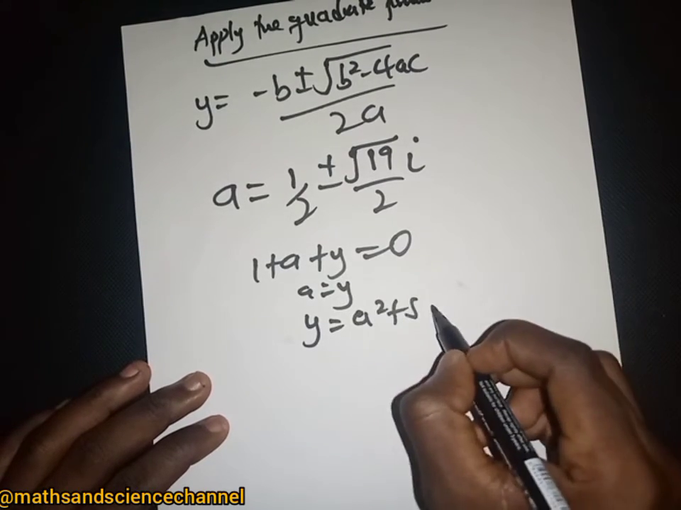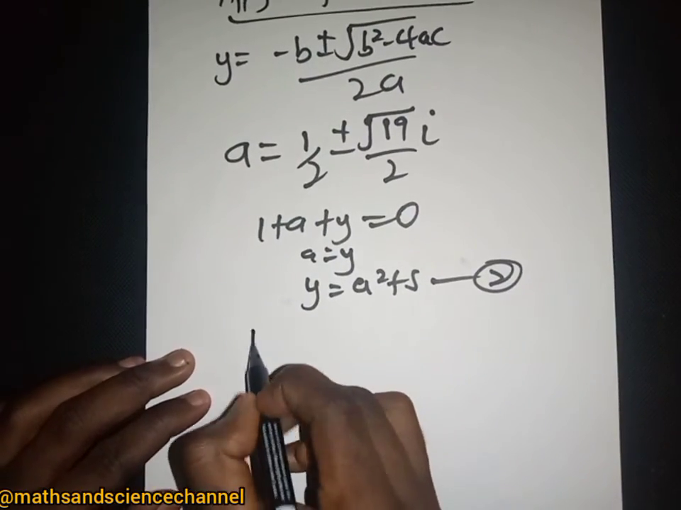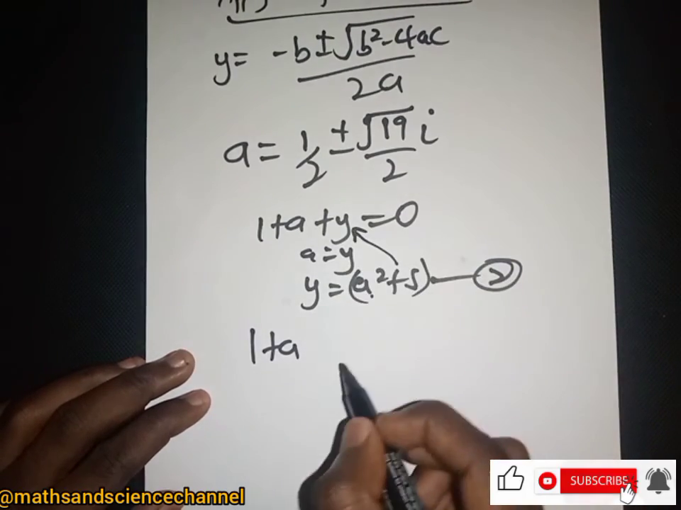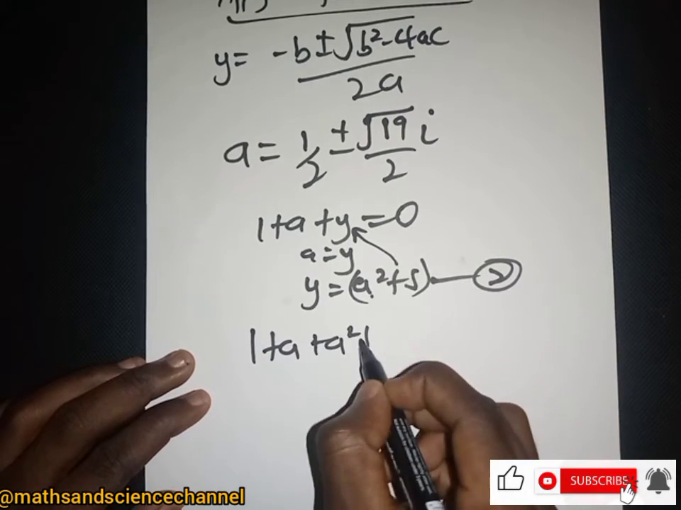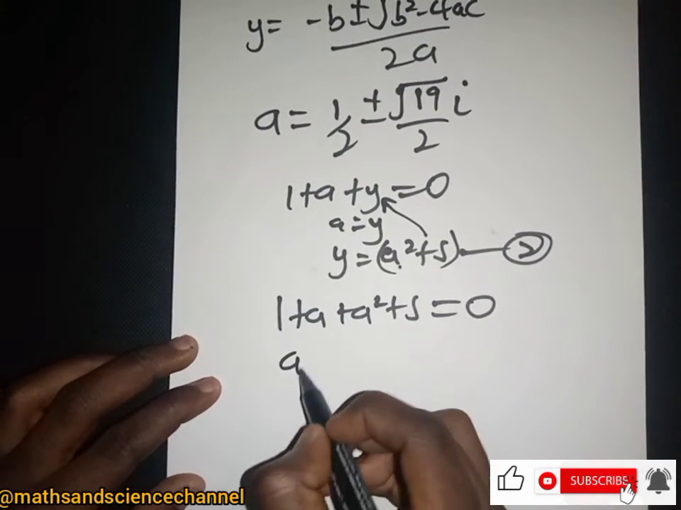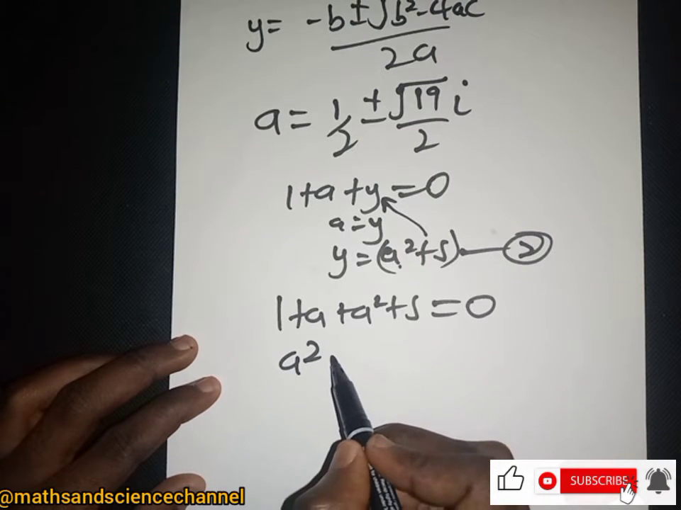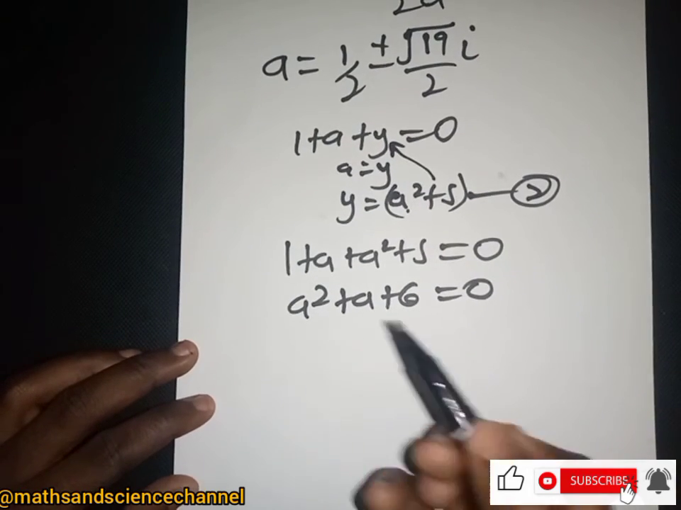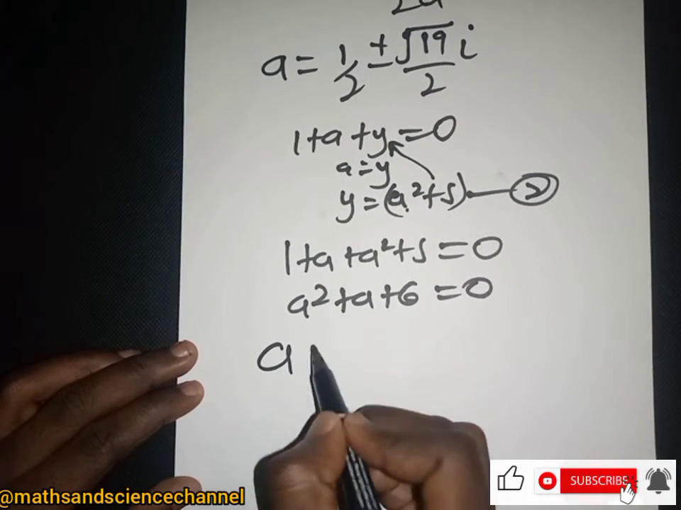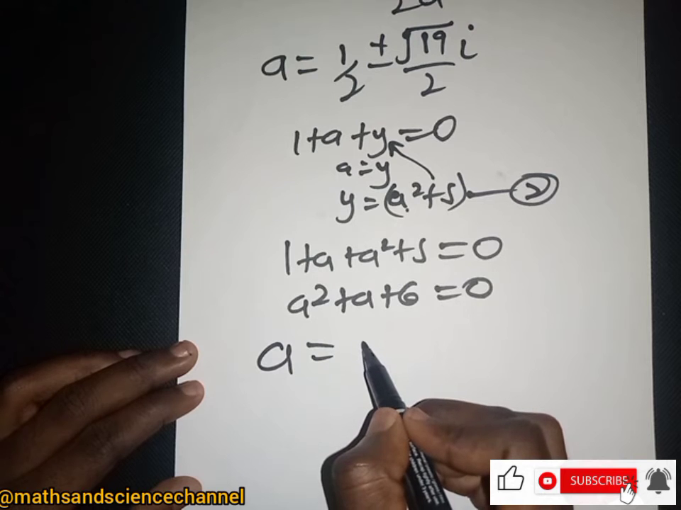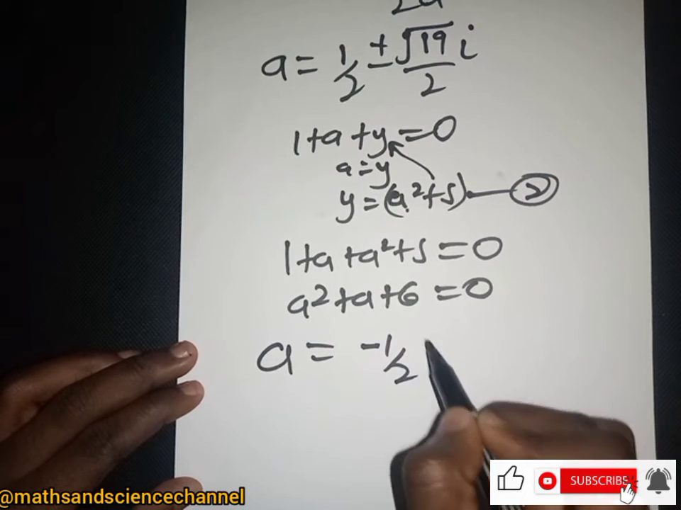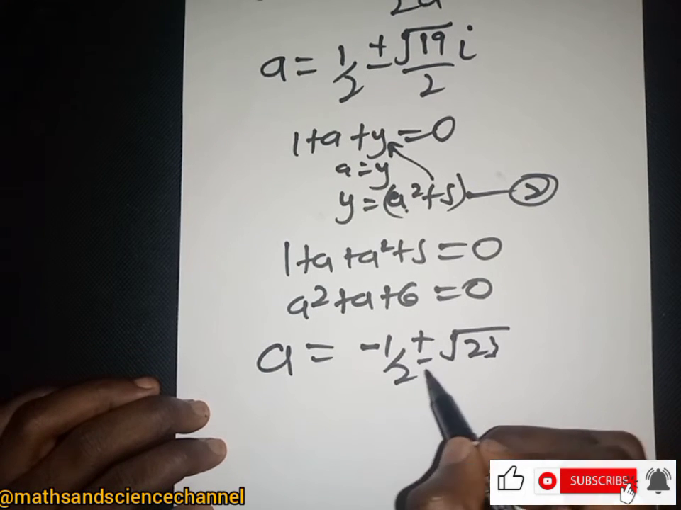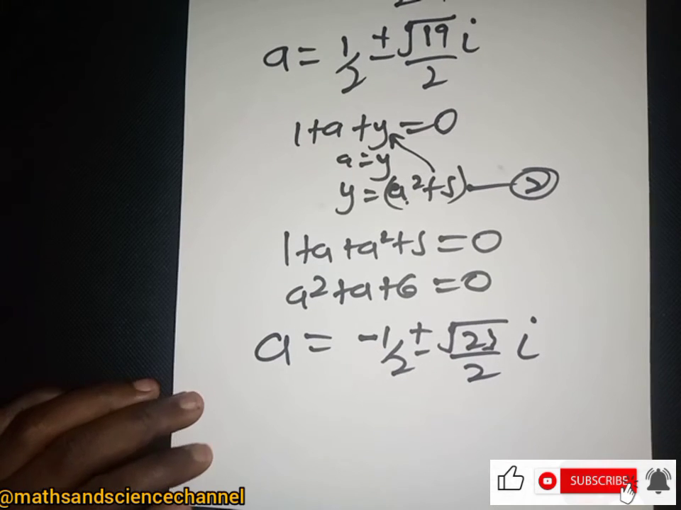a squared plus 5, right, from equation 2, which means we can substitute the whole of this into the equation over here. So we have a squared plus 5 being equal to 0. So we have a squared here, then plus 5 here, then plus 6 being equal to 0. When we apply the quadratic formula, a should be equal to negative half plus or minus square root of 23, divided by 2, imaginary.